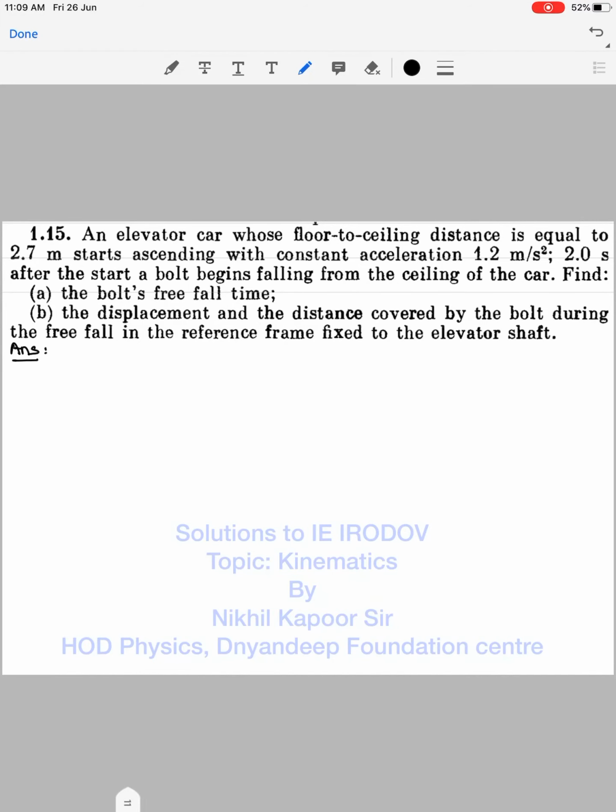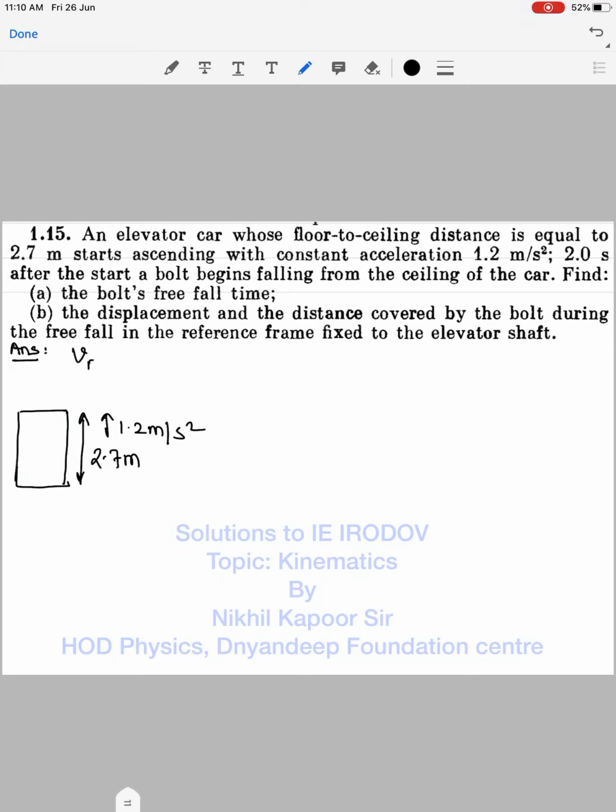So chalo, let's solve this. An elevator car whose floor to ceiling distance is equal to 2.7 meter. So here this is the elevator and floor to ceiling distance of the elevator is 2.7 meter. Starts ascending with an acceleration of 1.2 meter per second square, while after ascending for 2 seconds.